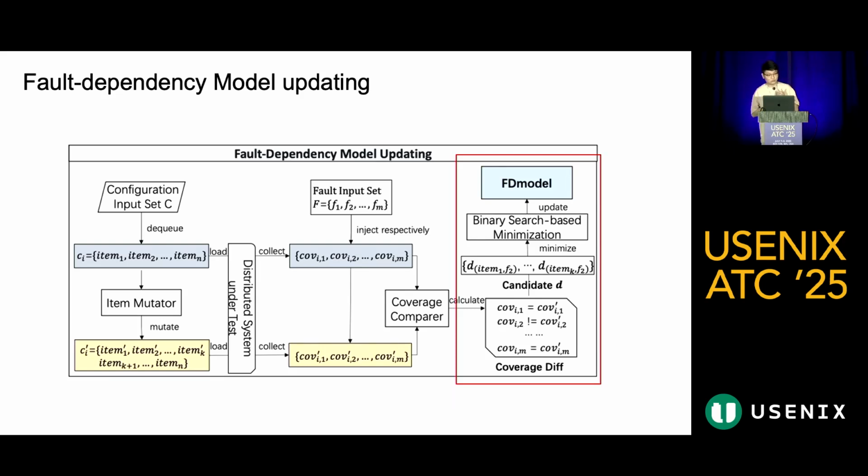Since changing just one configuration item at a time is too slow, to speed up the learning process, CAFault mutates a group of configuration items together. For each fault input, we observe whether this group causes any change in coverage. If it does, we then use a binary search-based minimization algorithm to narrow down the smallest subset of items that actually trigger the difference.